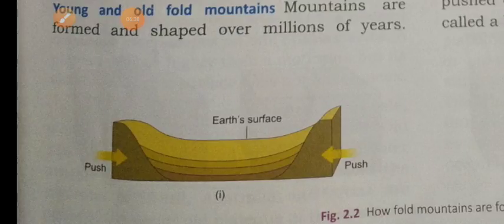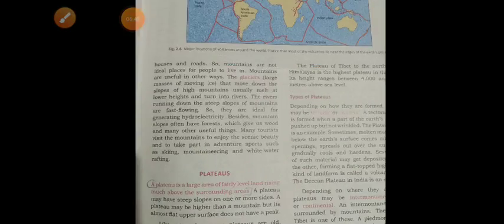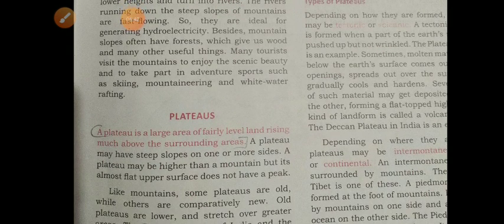Then we learned about another landform, that is plateaus. What is the definition of a plateau? A plateau is a large area of fairly level land rising much above the surrounding area. It is called a plateau. And types of plateaus.